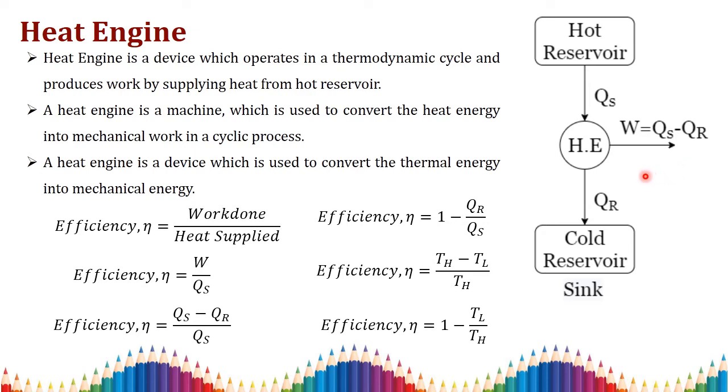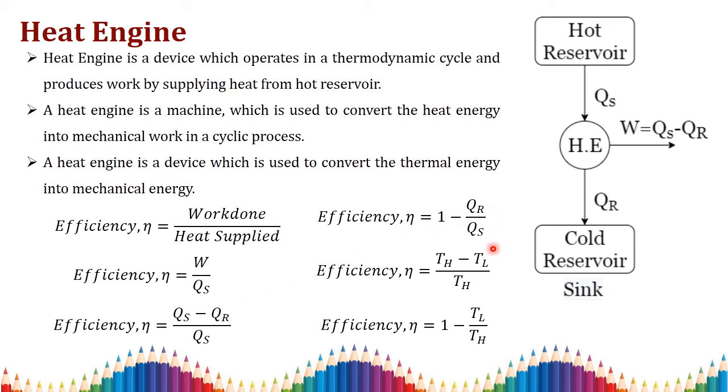Now we are going to derive an efficiency formula for this engine. As we all know, the efficiency of any system is output by input. Here the output of the heat engine is work done and the input is heat supplied. So work done can be written as heat supplied minus heat rejected, divided by heat supplied. Then you can divide the denominator by each term of the numerator, and you will get efficiency equal to 1 minus QR by QS.